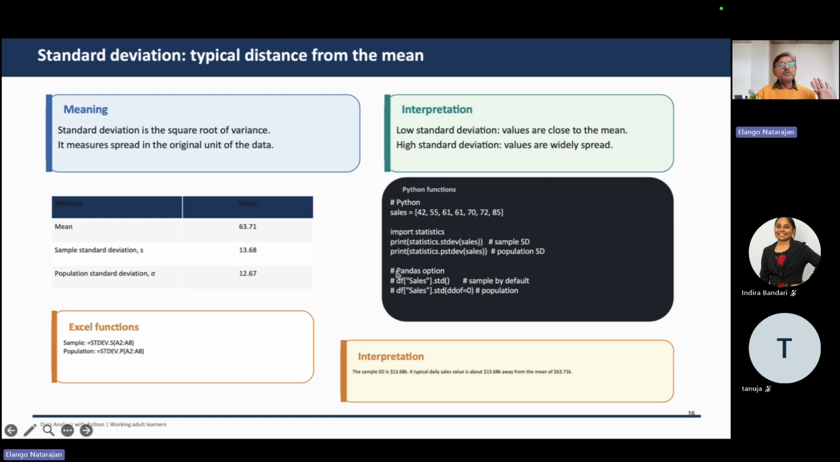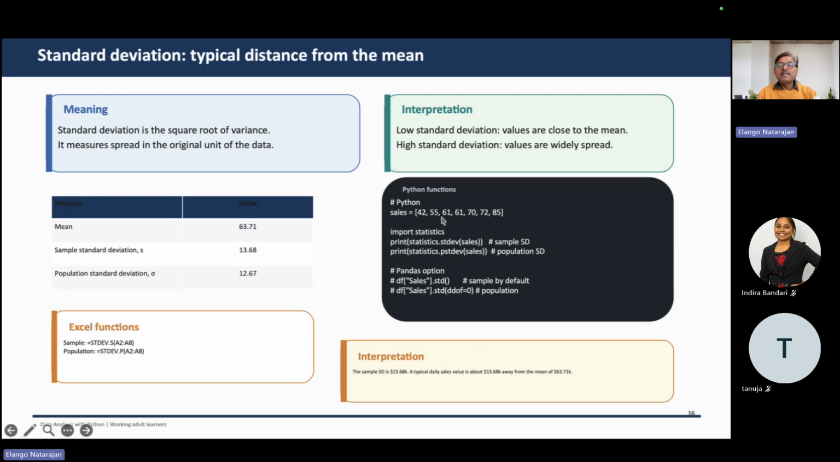if you take the square root of variance, that will give you standard deviation. So standard deviation is the best one to explain to your management. It is the measure of spread in the original unit of the data. All right. In Excel, you can use the function STDEV.S for the sample standard deviation, and STDEV.P for the population standard deviation.